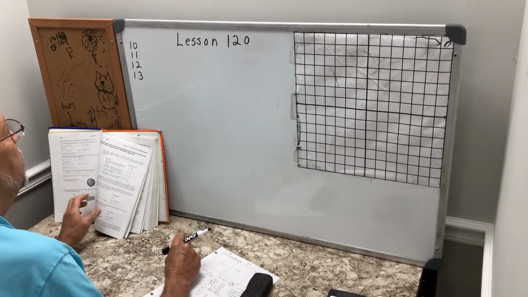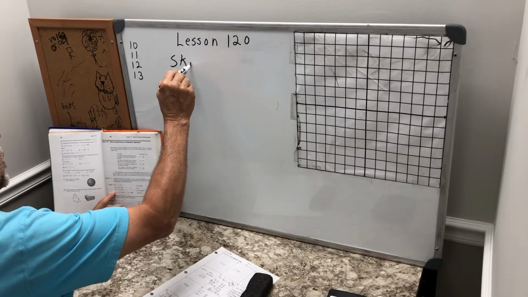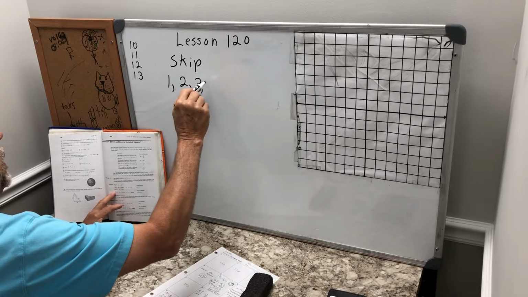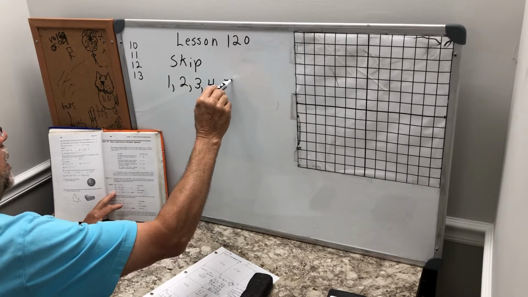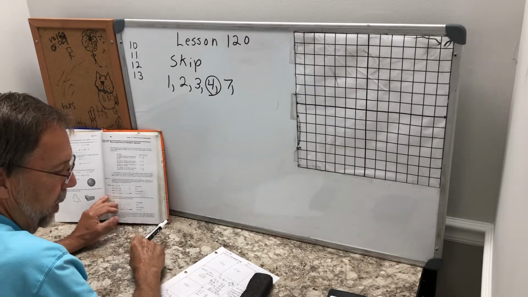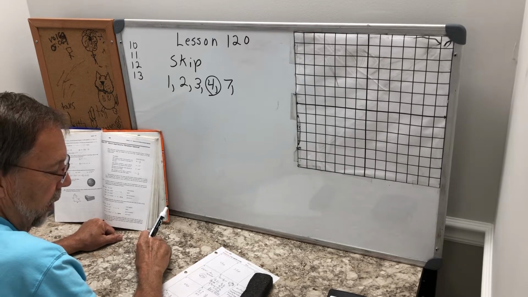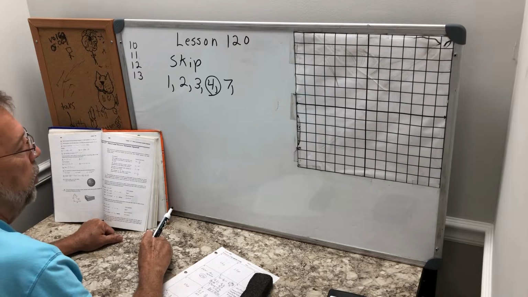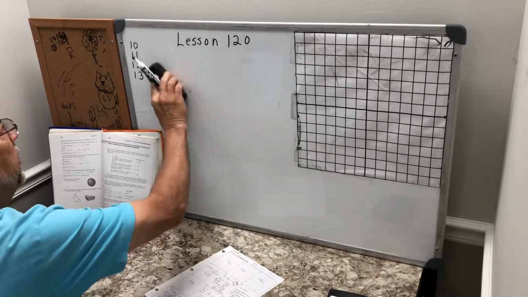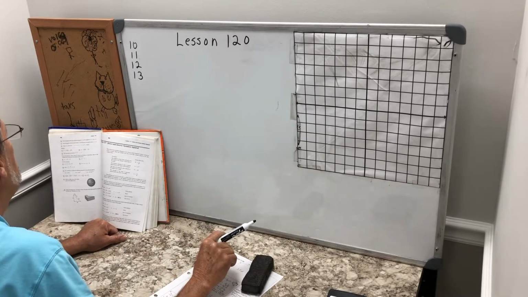All right, here we go on lesson 120. First thing I'm going to tell you to do is we can skip some on lesson 120. Skip number 1, number 2, number 3, number 4, and number 7. You may wonder why number 4. That is such a big number that most of our small calculators won't calculate that number. I'm sure you could get it without that, but we'll just skip number 4 also. So there's your skip: 1, 2, 3, 4, and 7. I'm going to simply work out 10, 11, 12, 13.